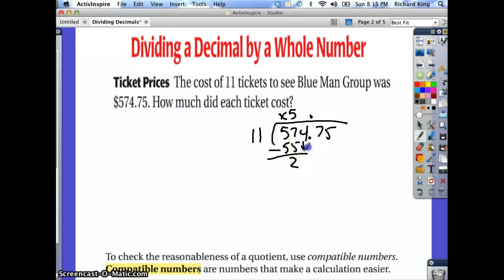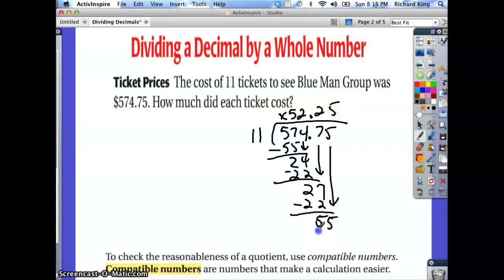Subtract and you get 2. Bring down your 4. 11 into 24 goes 2 times. That's 22. Subtract and you get 2. Bring down your 7. 11 into 27 will go 2 times, which is 22. Subtract and you get 5. Bring down your 5. And 11 into 55 will go 5 times and give you a remainder of 0. So each ticket cost $52.25.